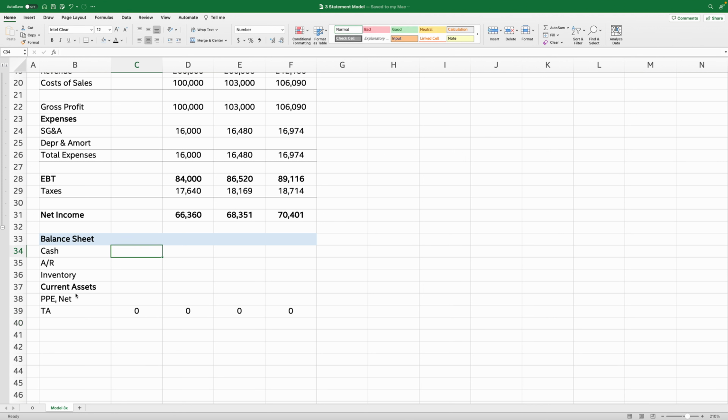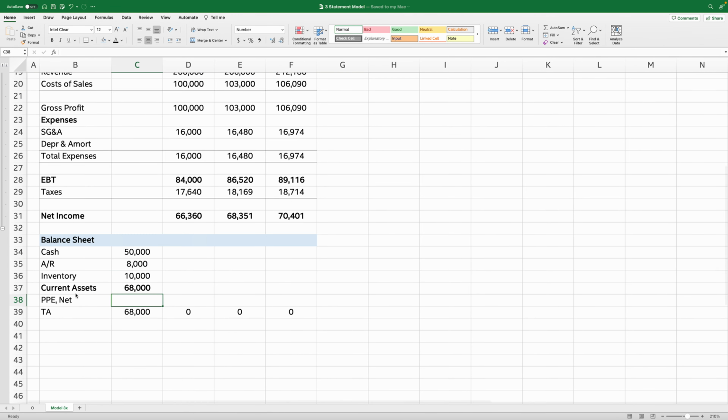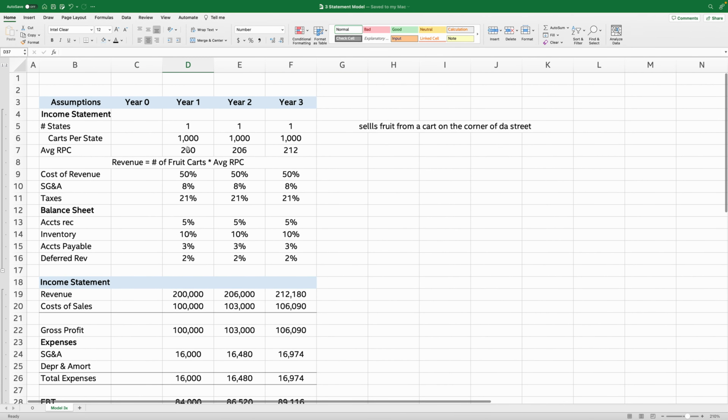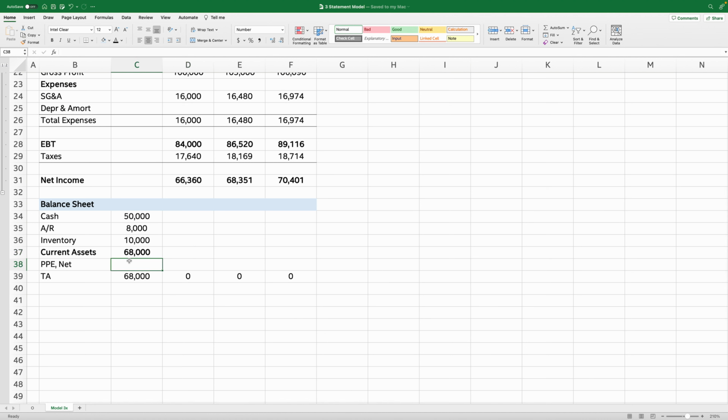And so let's make up some numbers to begin with. Let's say $50K in cash, $8,000 in accounts receivable, $10K in inventory. So some of these is 68,000. And then for PP&E, we're only running 1,000 carts. It's a lot of carts. Let's say the carts are pretty cheap. We have $11,000. That's how we will roll for now. And then the liabilities start out with accounts payable.